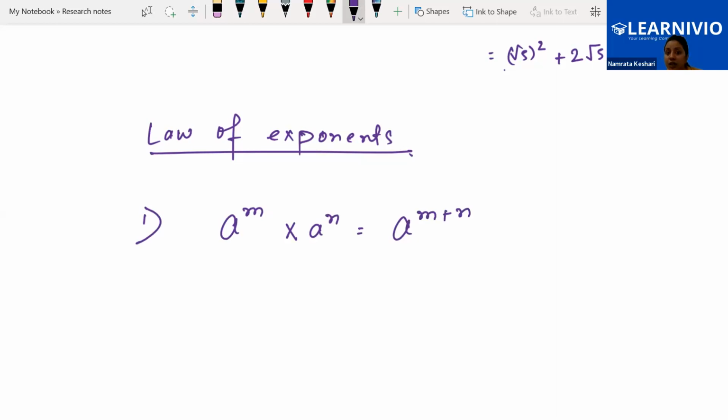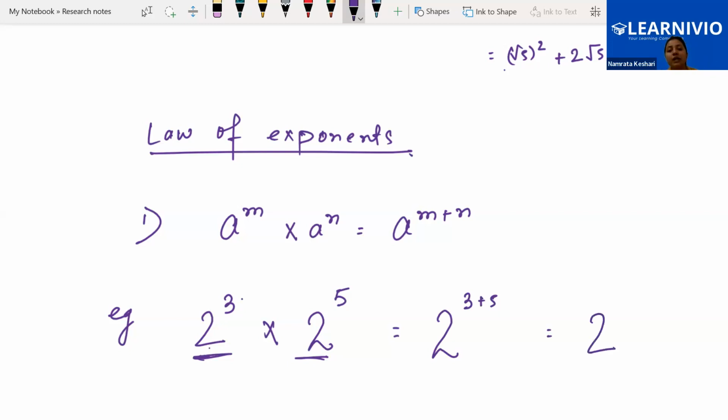Please don't get confused with this a, m and n. I'm going to give an example: if we are having 2 to the power 3 into 2 to the power 5, the bases are the same, both are 2. Powers can be same, can be different, doesn't matter. If it is different numbers, perfect. If it is the same number, that is also fine. We just have to add them. So the result will be 2 to the power 3 plus 5, that means 2 to the power 8.